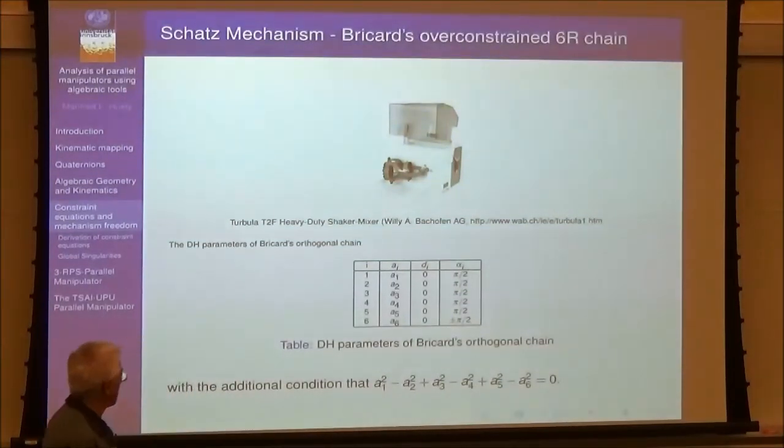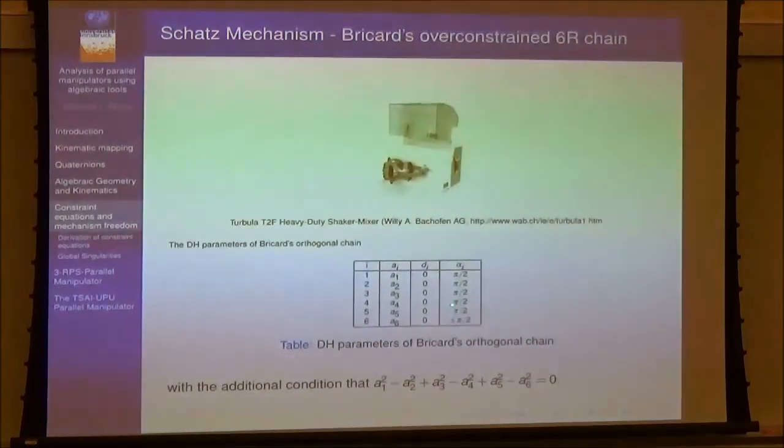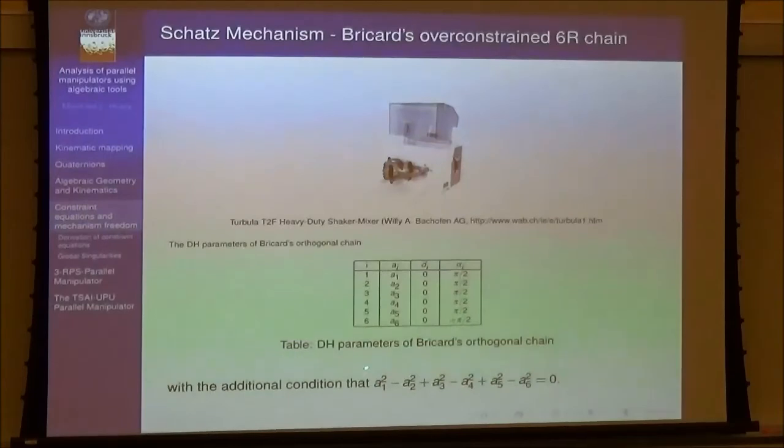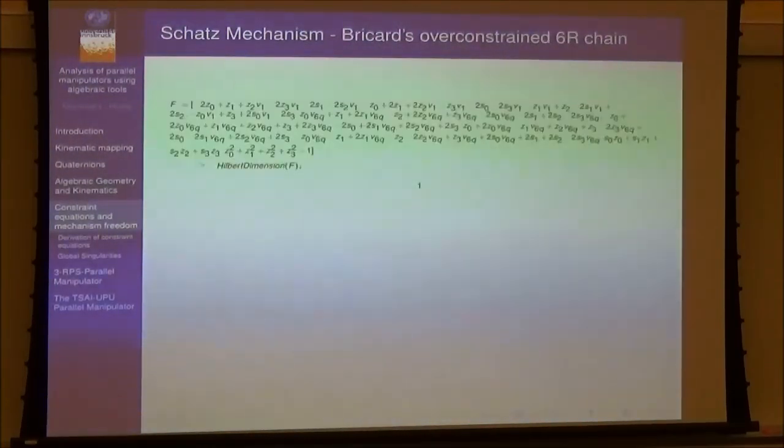But when you have special geometric parameters like these Denavit-Hartenberg parameters, you see special, they are always orthogonal and they fulfill this constraint equation. Then what you see is this is the polynomial system describing this manipulator, and we ask for the Hilbert dimension, it is 1.